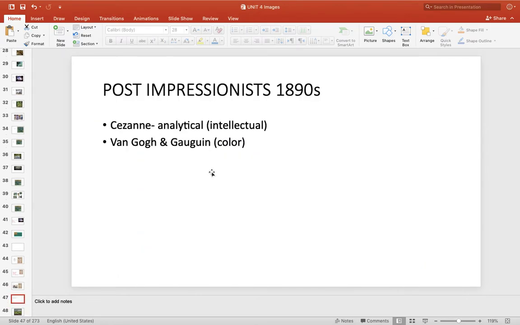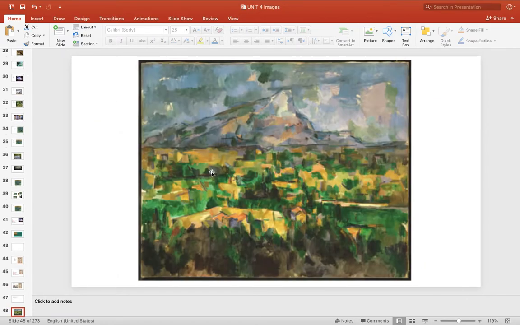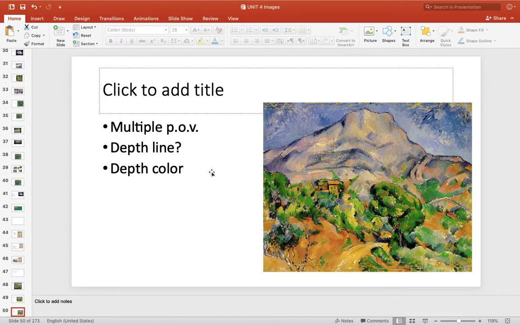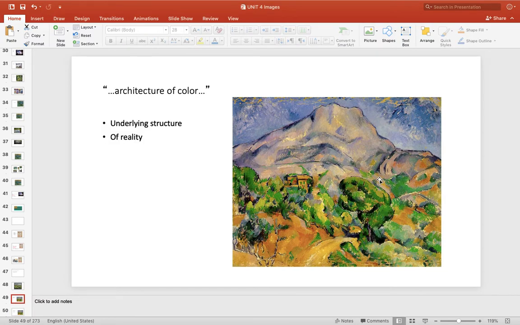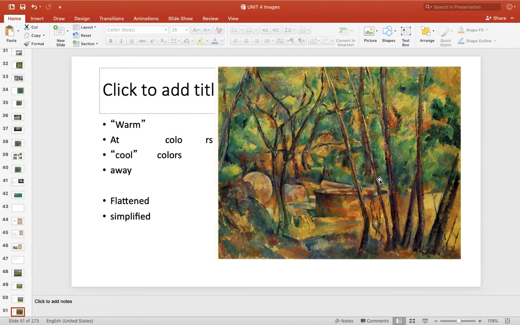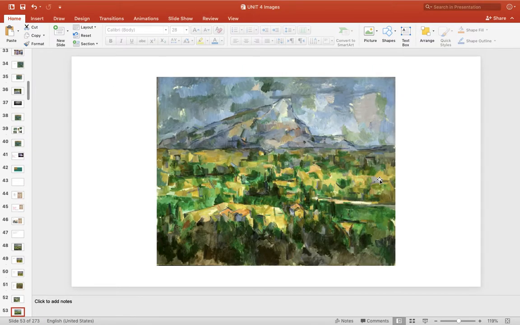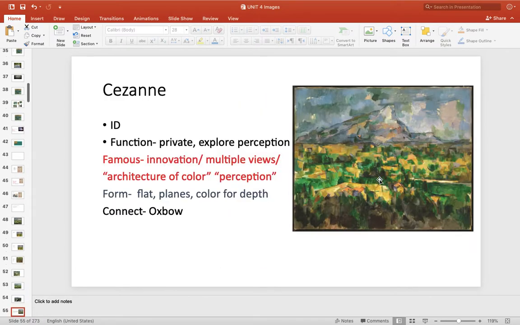All right, post-Impressionists, Cezanne and Van Gogh, more change. Cezanne is into multiple points of view. He's into perception, how we actually see a mountain. He uses warm and cool colors for depth. He will paint the same mountain over and over and over again.